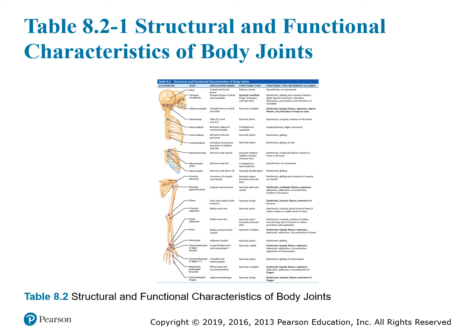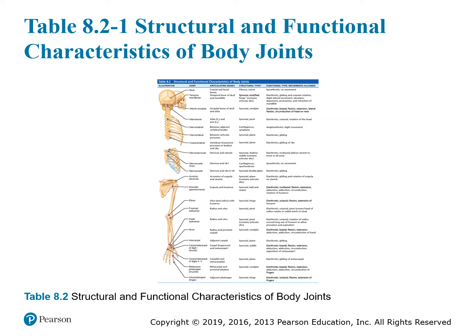As we move further down, we have the temporomandibular joint, and that includes the temporal bone of the skull and the mandible. This is a synovial joint that is a modified hinge joint. It also contains an articular disc. The functional type is that it is diarthrotic, gliding, and uniaxial rotation. You also have slight lateral movement, elevation, depression, protraction, and retraction of the mandible.